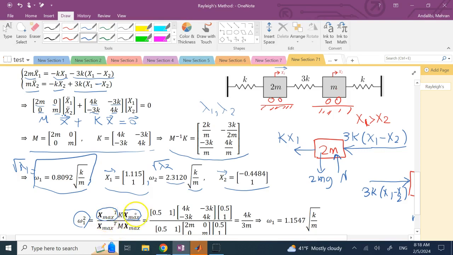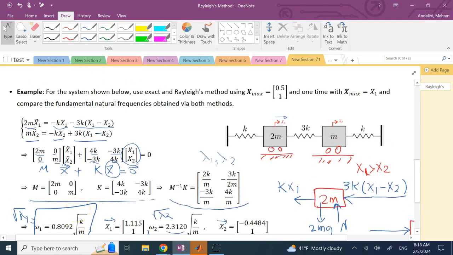So this x max could be any vector 2 by 1, because x is a 2 by 1 vector. So we're just going to plug in one number for x1, one number for x2. This is what we think might be the x max of the system, and we get some approximation for omega. So what are the approximations? The problem said this time use 0.5 and 1. And you might say, where did he get this from? Does it make any sense?